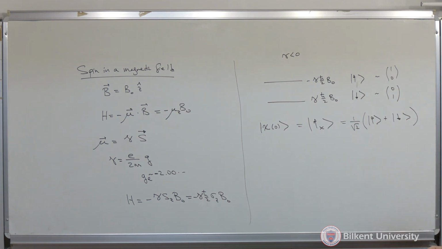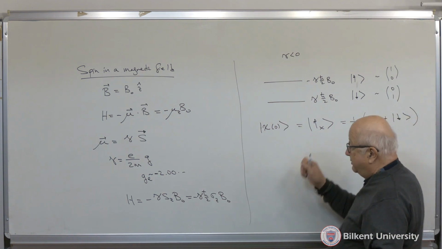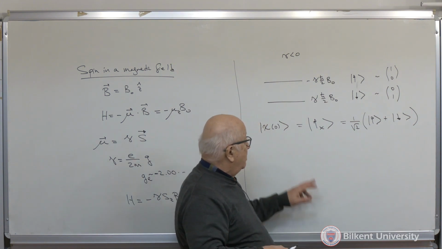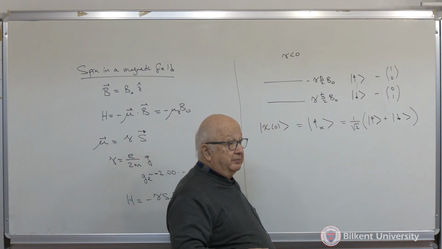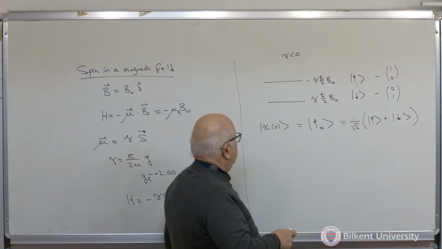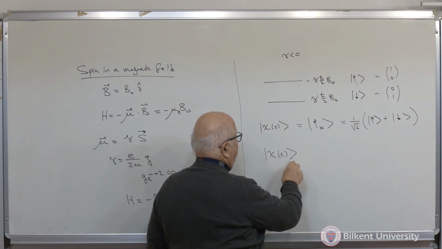It's a sigma x. So at time equal to 0, suppose I made a measurement and I found that the x measurement gave me plus h bar over 2. So I know that the spin is in the plus x state. Okay, so the question is, what is the time dependence of this?